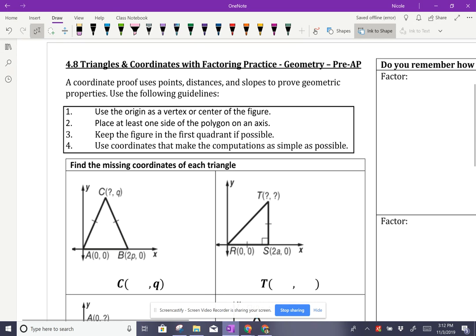So when we are dealing with triangles on the coordinate plane, there's a few things that we're going to do. If we're creating a triangle on a coordinate plane, we're going to try to use the origin as one of our vertices, one of the corners of our triangle, so that we know that point is always 0, 0. We are going to place at least one side, hopefully, on an axis. That gives us the flexibility and ease of using something like a number and 0 or 0 and a number as one of our points. We're going to try to keep it in the first quadrant because then it stays positive. And we're going to try to use coordinates that make the calculations as simple as possible.